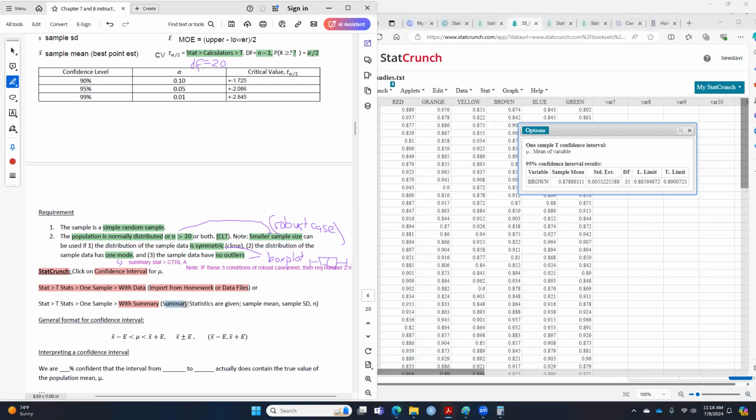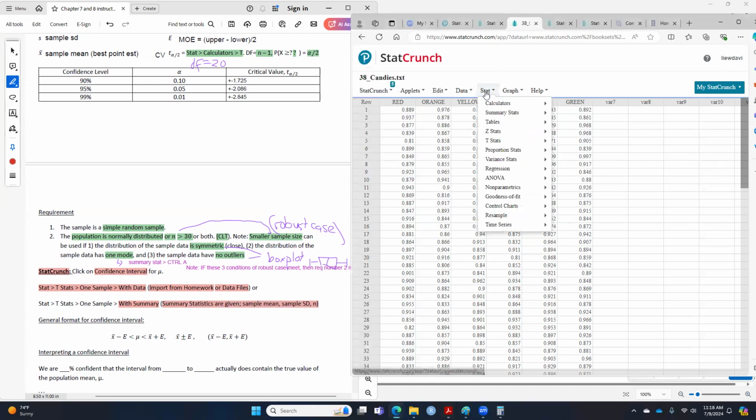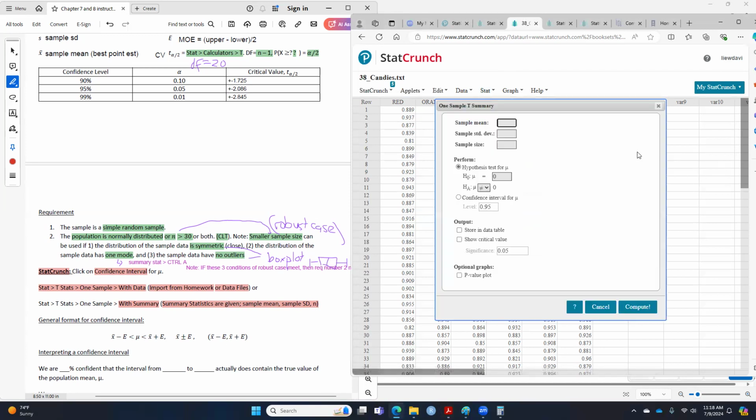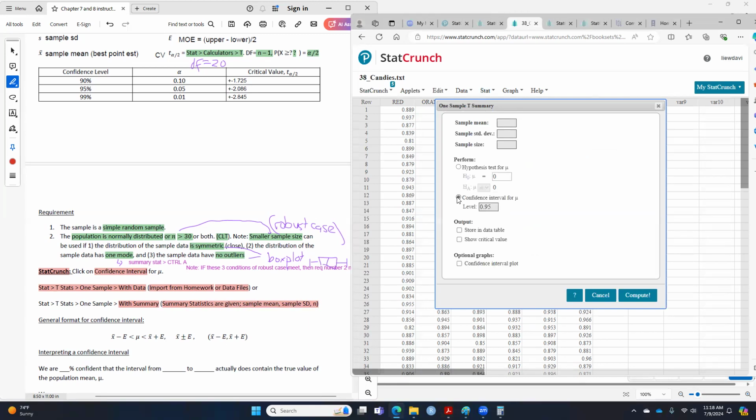If a question gives us summary statistics like sample mean, sample standard deviation, sample size, then you do it with summary. So if you go with T-stats, one sample with summary, you don't import it from the data. You have to key in the sample mean, sample standard deviation, and sample size, which is usually given in the question. Then you click on the confidence interval and compute it, and that's how you do it. So there are 2 options you can use, depending on the question.